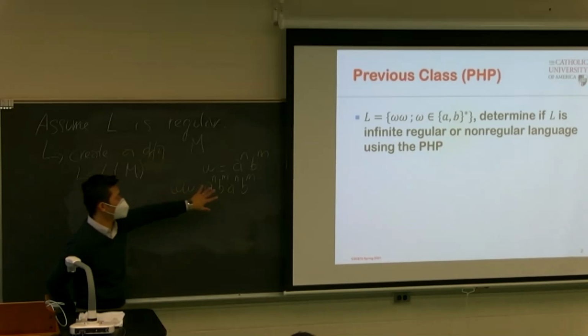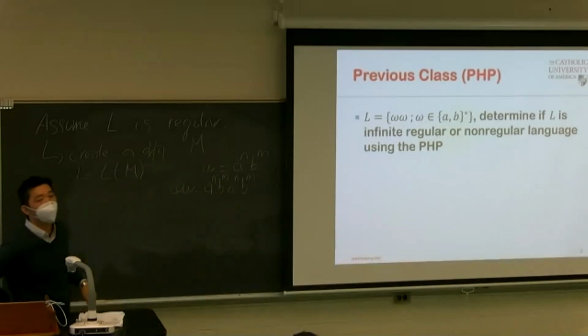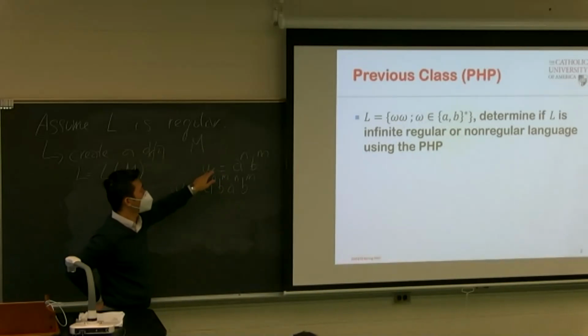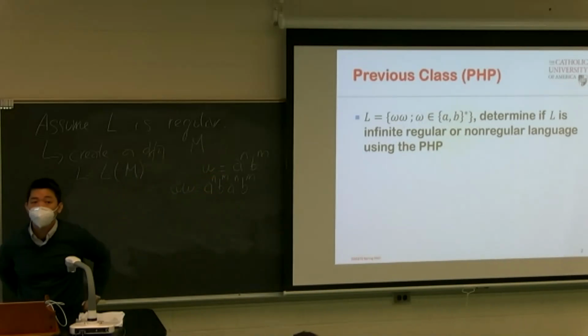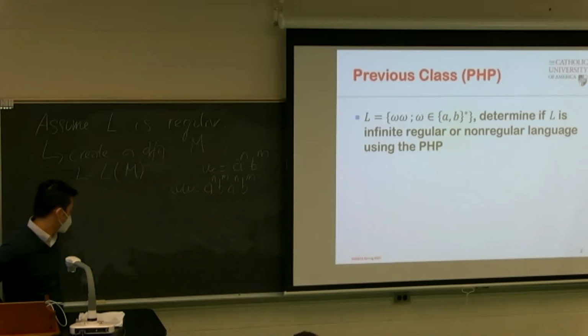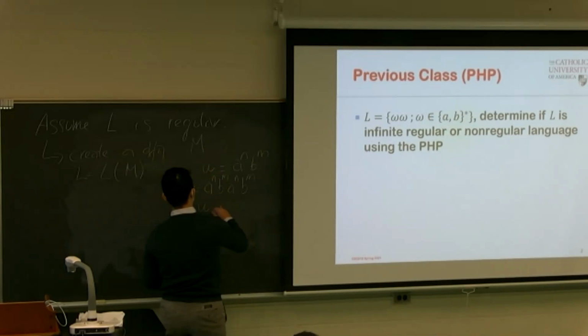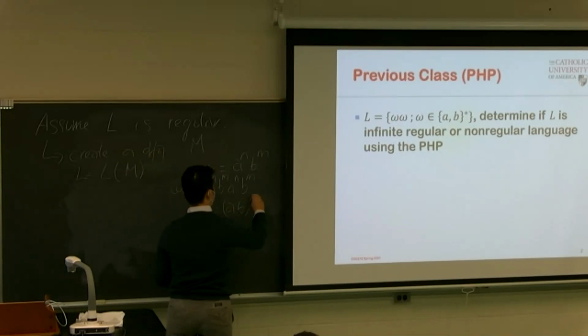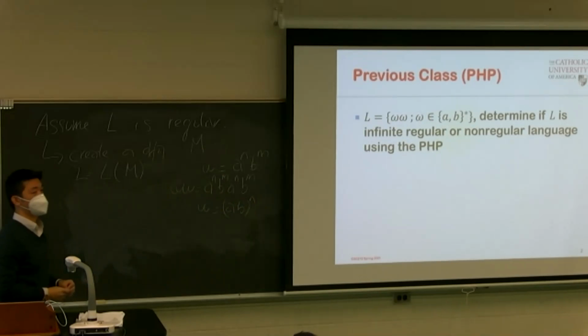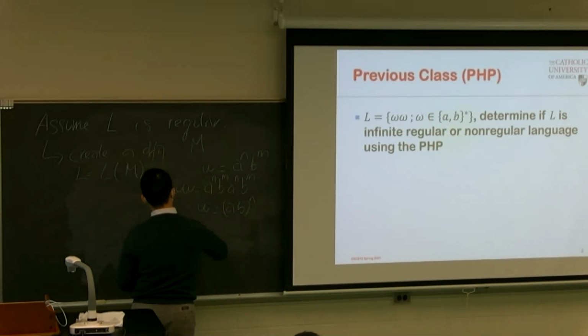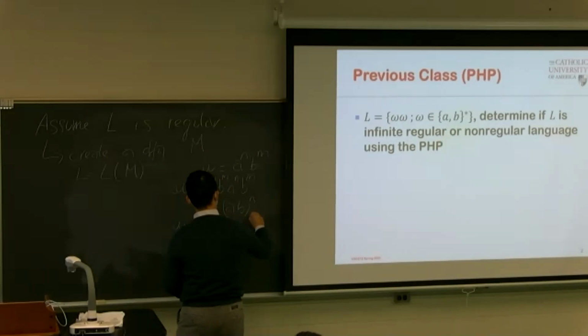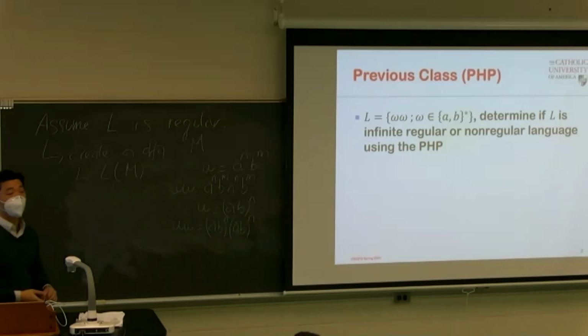If it's too tough to show with this, using a different string W, you don't have to use this W. Come up with a new one. You can just do a W like A, B to the N. Now if you pick this, WW would be AB to the N and AB to the N. So that has to be a string accepted by that language L.